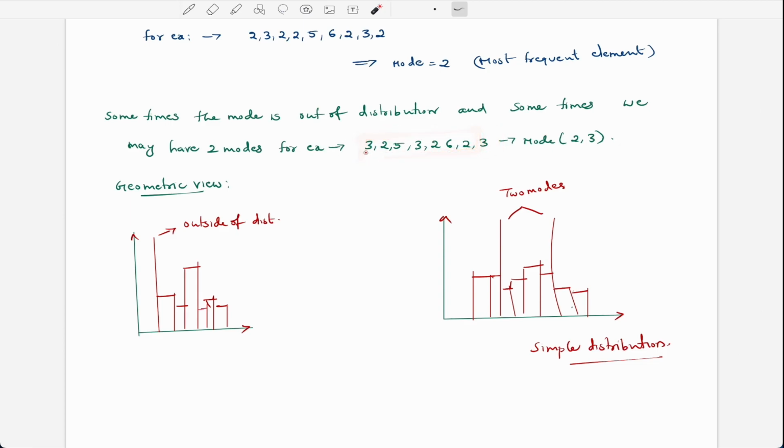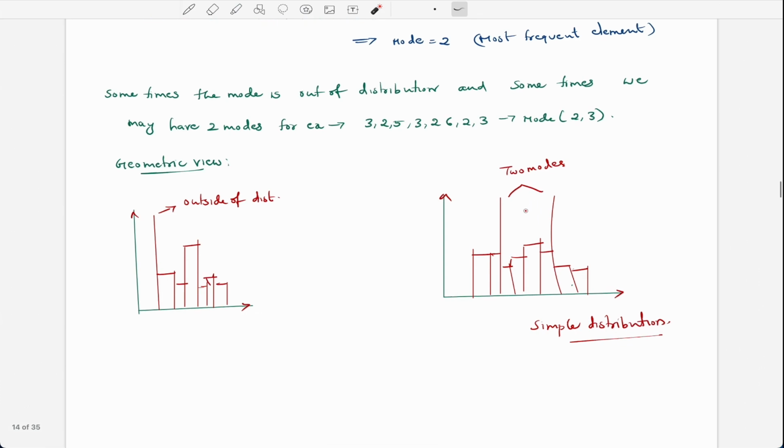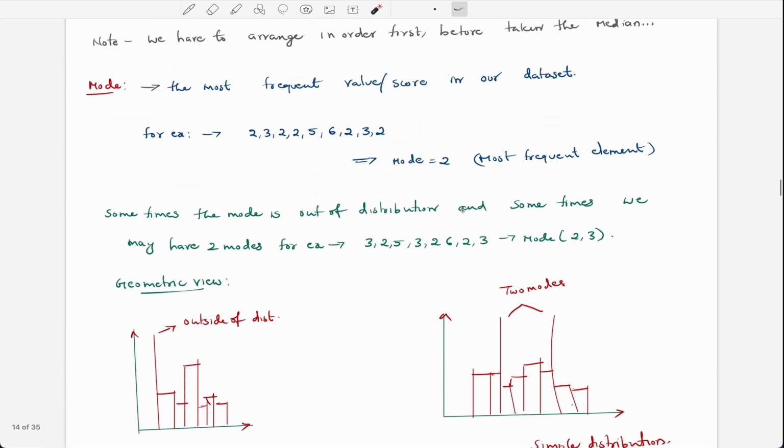I have given a geometric intuition. If the mode is outside of the data set, it is going to look like this: this is the data set here, but the mode is here, outside of this function. If we have two modes here, then it is going to look like this. I'm sorry for the diagrams, but I'll try my best. My pen is not working, so sorry for that. So this is a simple distribution.